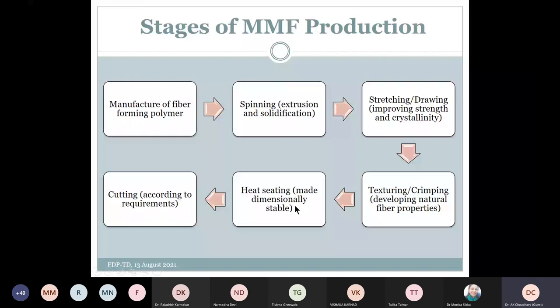Suppose you want to convert this filament into a staple, so you cut at 51 mm or 64 mm, and then you take this fiber for blending with viscose rayon, or blending with cotton fiber, or blending with other synthetic fibers. So cutting is just converting the filament into a staple length, and that process is called the cutting process. It depends on the requirement of the fibers.